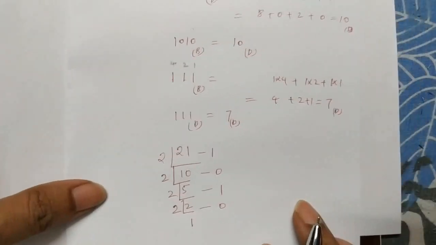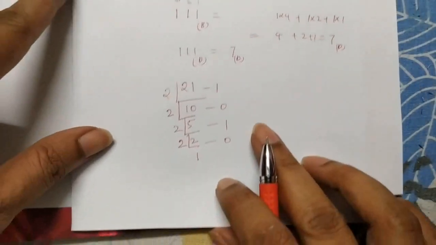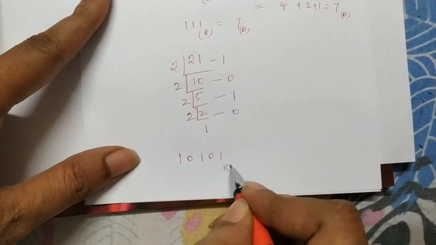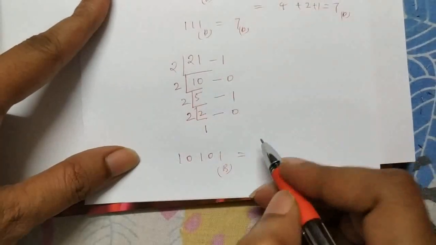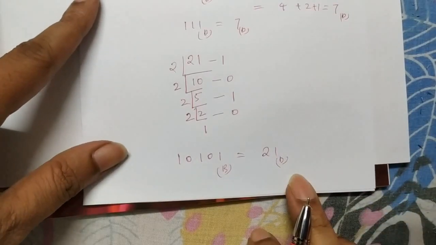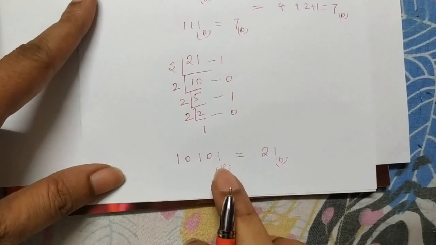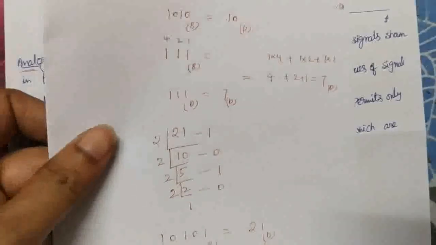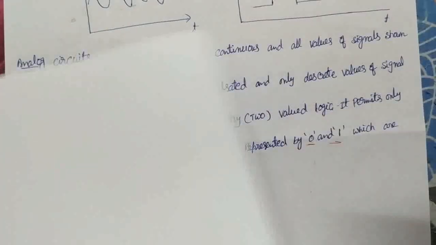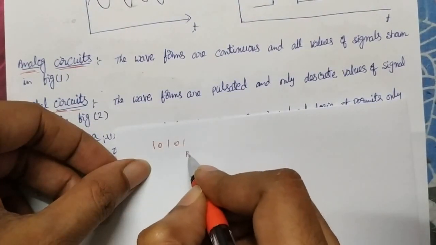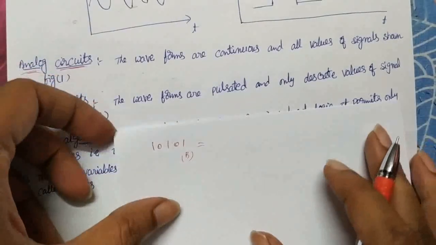Now write the value like this. That is 10101 binary is equal to, and what is that? 21 decimal. If you want to check, you can check that. Just apply the binary system. This number you can write at a place and try to check that. What is that number? 10101. 10101 binary is equal to what in decimal number?